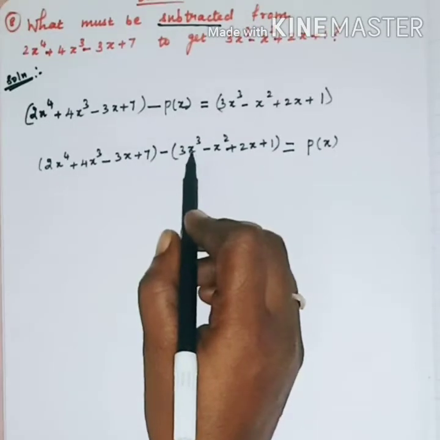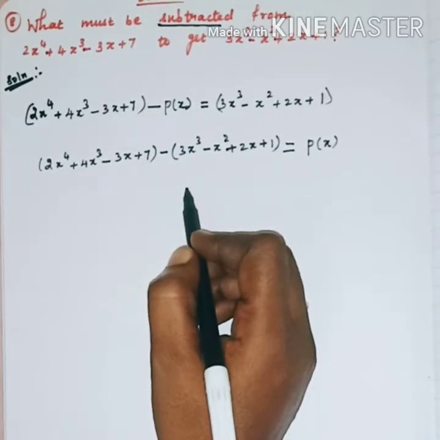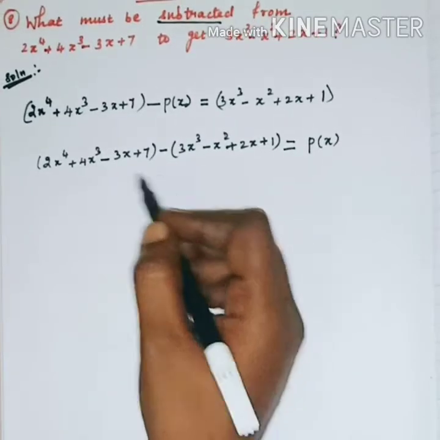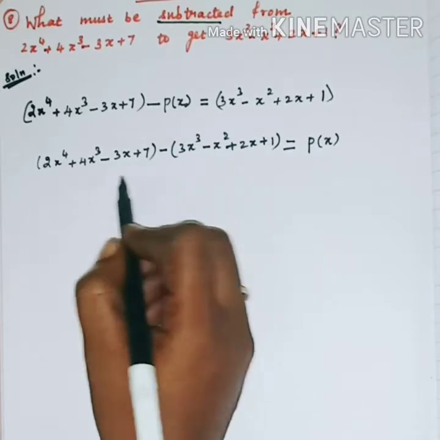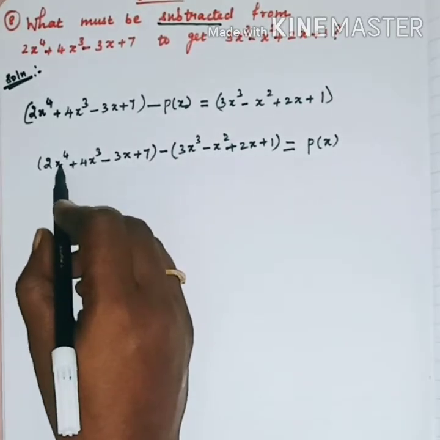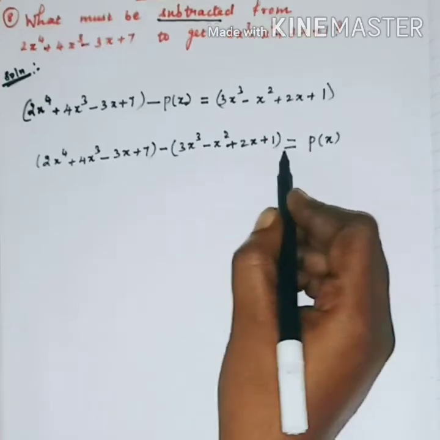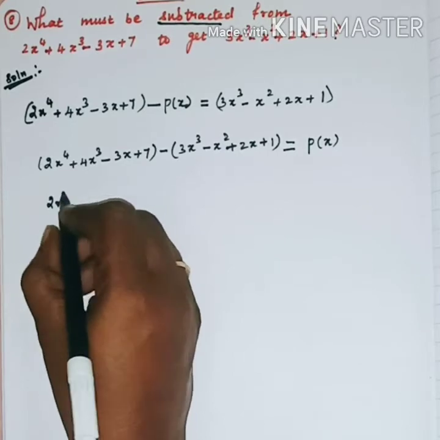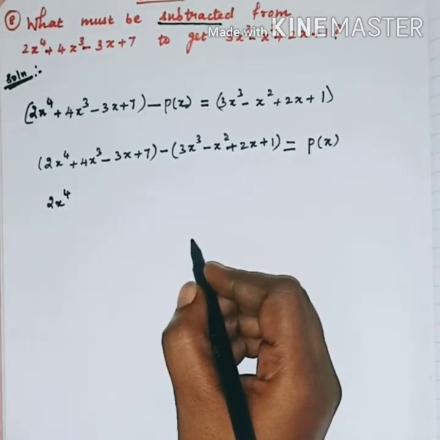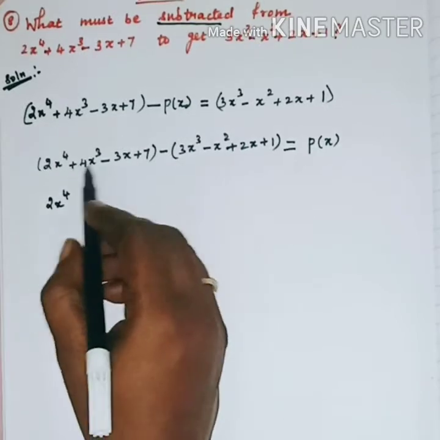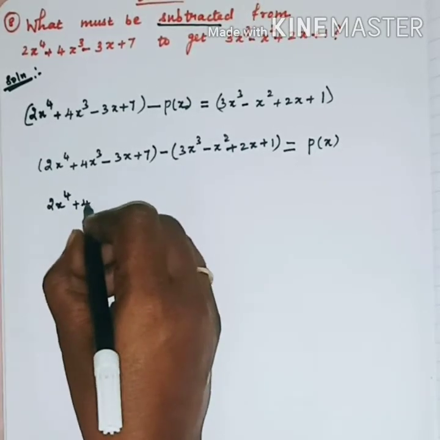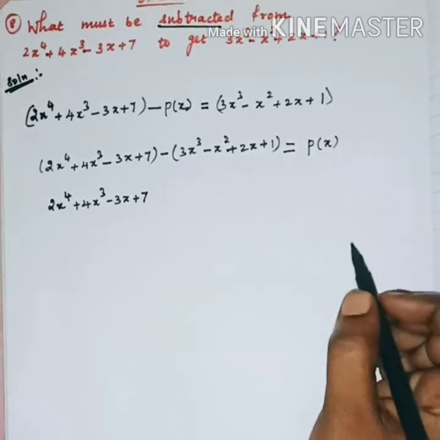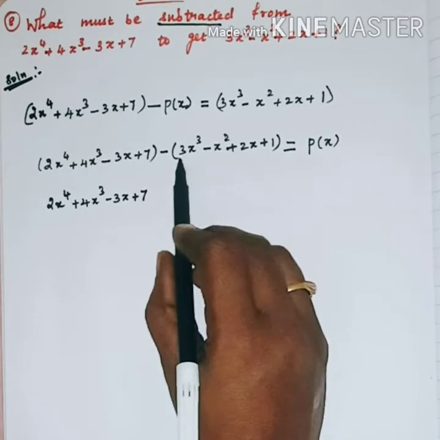When we subtract two polynomials, we have to combine the like terms together. So what are the like terms we have in this expression? So 2x power 4. Any other x power 4 terms in this expression? No. So write this 2x power 4 as it is. Okay. So before that, write this expression fully. 2x power 4 plus 4x cube minus 3x plus 7, and then change the symbol of the second.